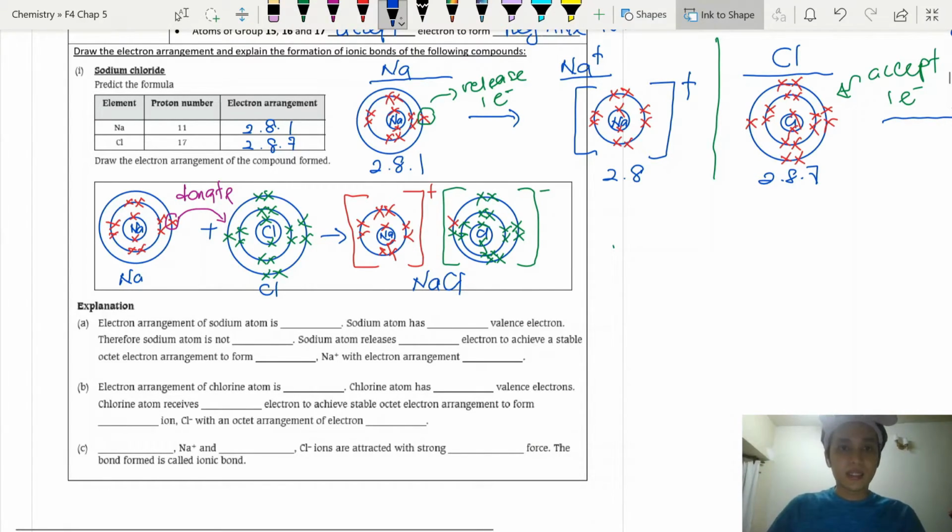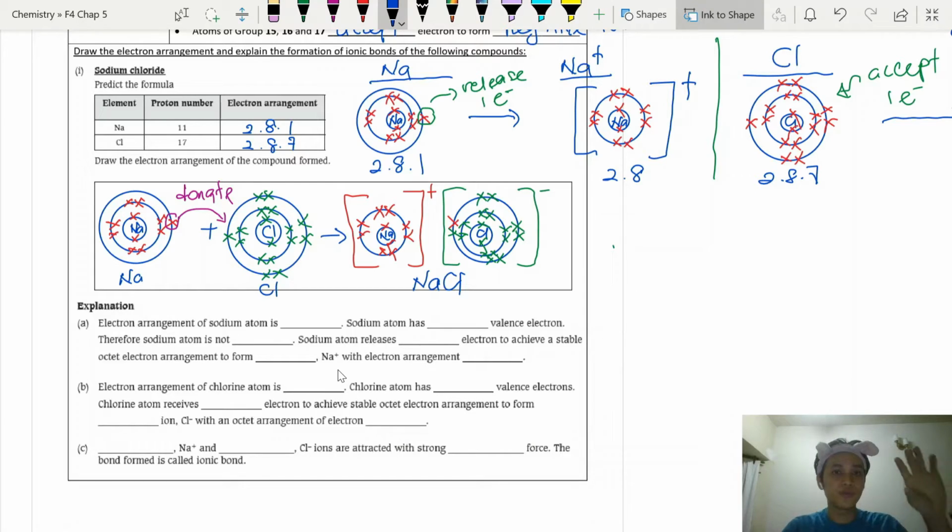Yay! First part done. Okay, now this is the explanation. Normally they will ask you to draw and explain, because I mentioned here: explain formation of ionic bonds. So we always start off with the electron arrangement. So this is 2, 8, 1. Sodium has one valence electron, so it is not stable, because it hasn't achieved octet.